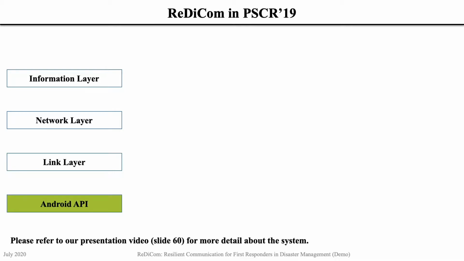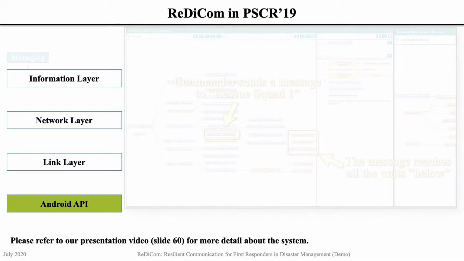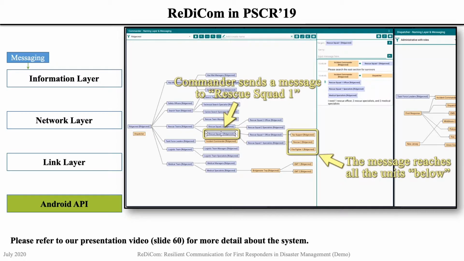In the application layer, we provide two applications. The messaging app allows the incident commander to dynamically instantiate a command chain based on a template, and the first responders involved can then send messages to different groups of people at different granularity. This allows the information to be delivered to only the units that need it. To achieve this feature, our information layer performs name expansion on a graph-based namespace.